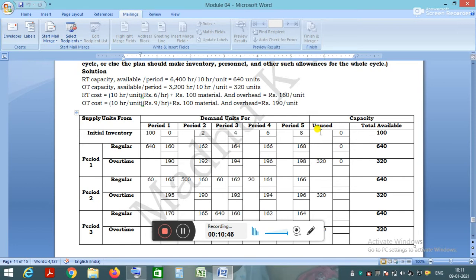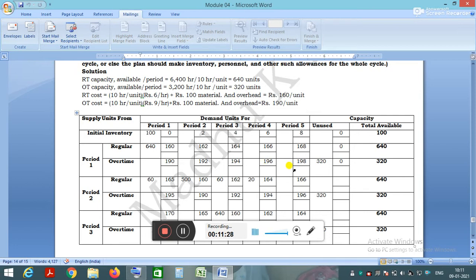We calculated the regular time cost, which is 160 rupees. For each period it increases by 2 rupees. If the products are manufactured in the first period and stored for the second, third, fourth or fifth period, the inventory cost is around 2 rupees, which is given in the problem, and therefore the regular time cost increases by 2 rupees: 160 plus 2, 162, 164, 166, 168. Similarly, the overtime cost also increases by 2: 190, 192, 194, 196 and 198.